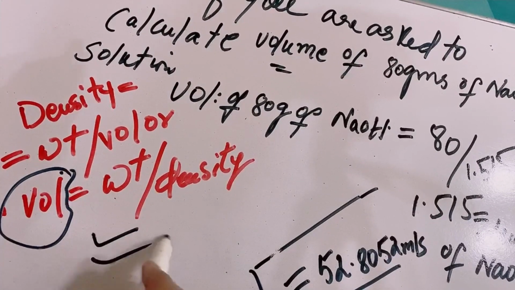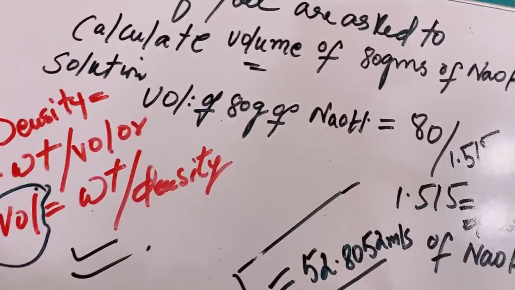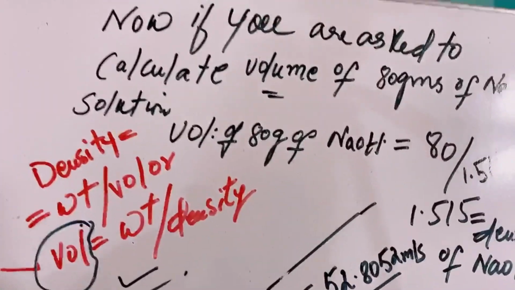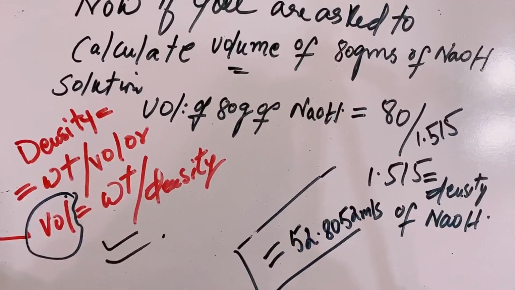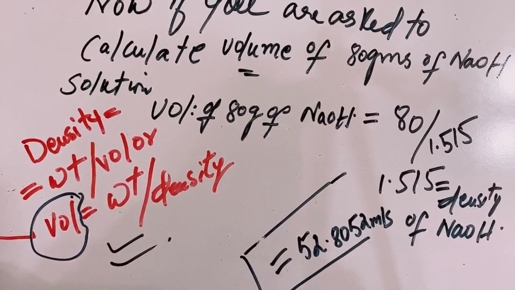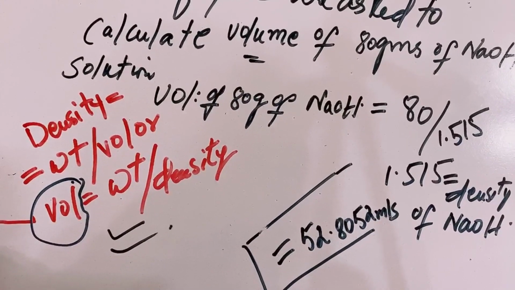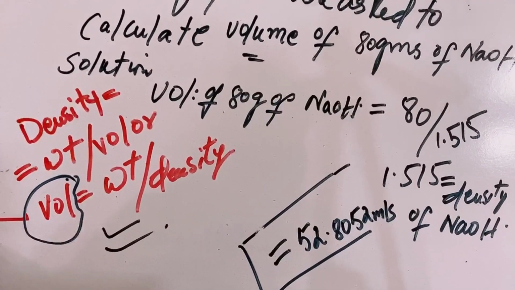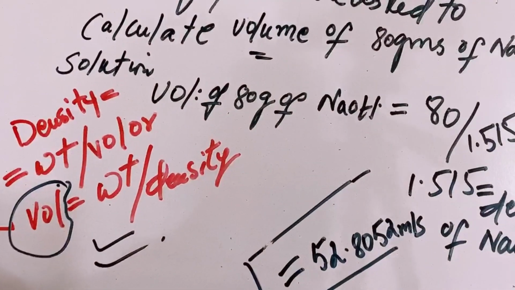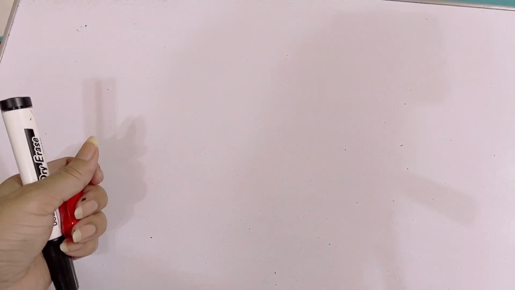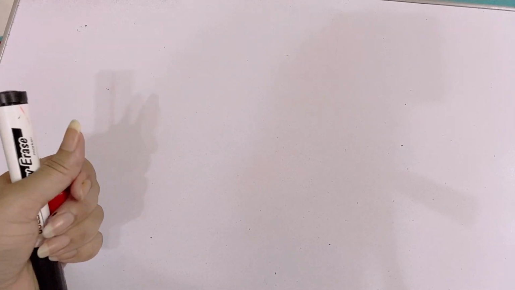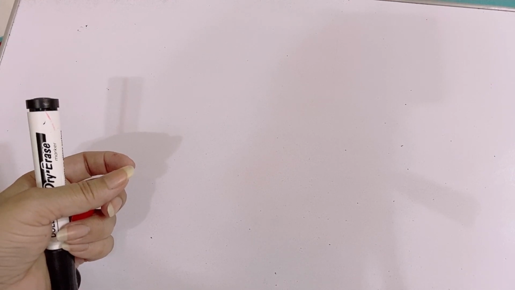This is one very interesting problem. They can ask you to calculate volumes also. It is a simple example of how to calculate volume if some amount of solute is given to you: you divide it by the density and get your required result. I hope you understand this solved example. Please go through such examples from different books and practice as much as you can. You will be able to solve such questions easily.